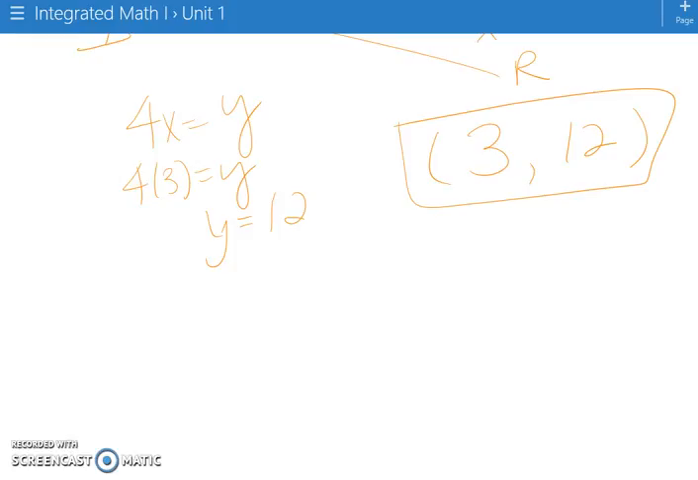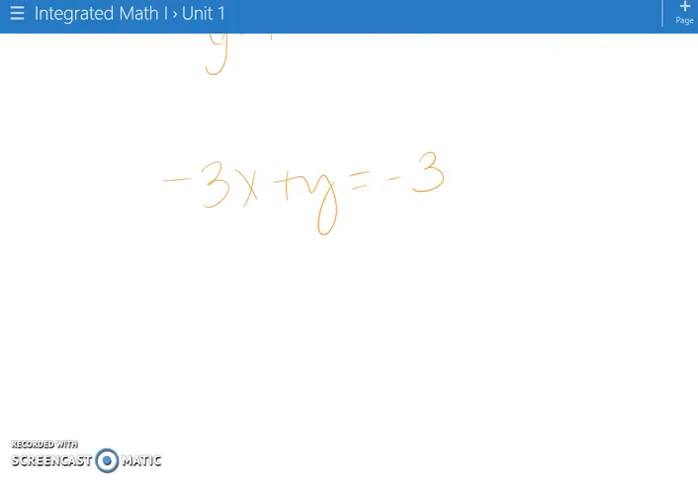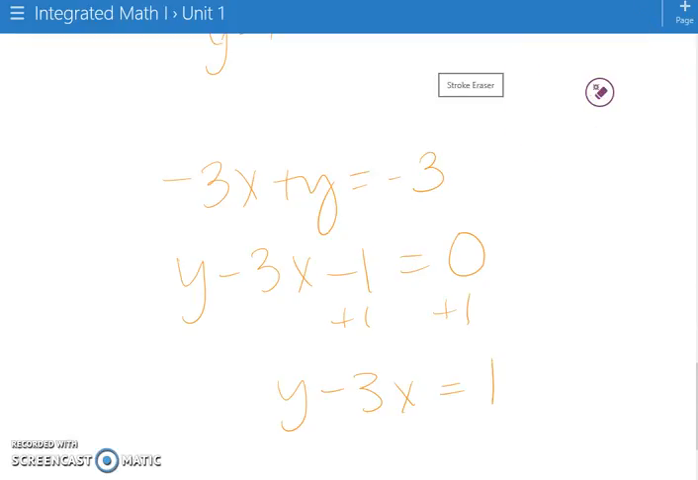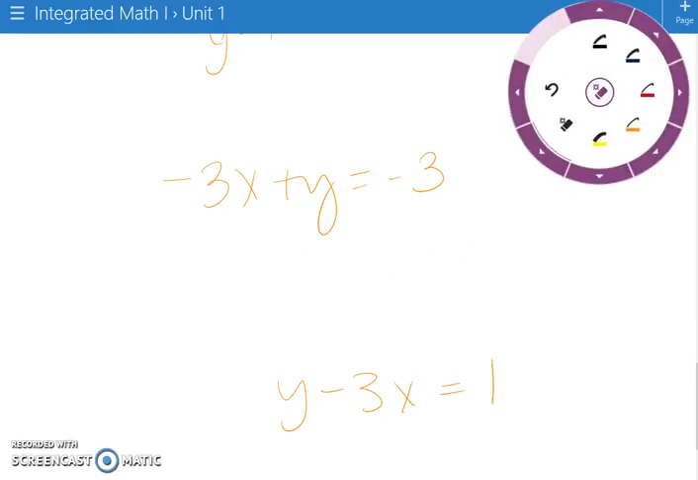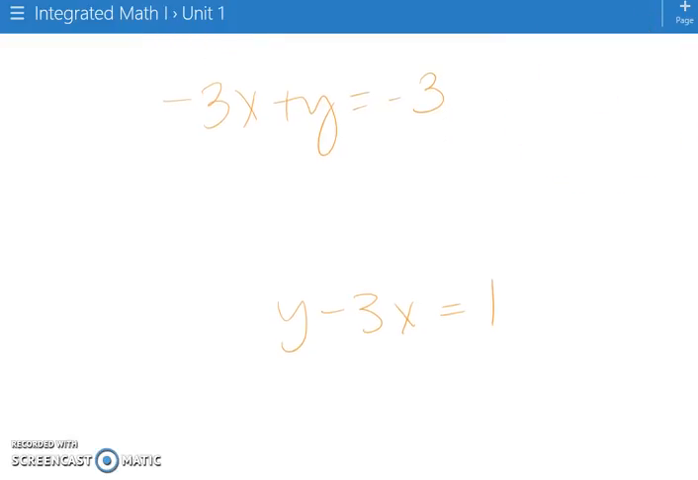Alright, so let's do a few examples of where things don't work out as nicely. So negative 3x plus y equals negative 3. And y minus 3x minus 1 equals 0. If I were you, my first move would probably be to clean this up as much as possible. So I would go ahead and add 1 to both sides, just so that it looks a little simpler. Simplifying early saves you work in the end.